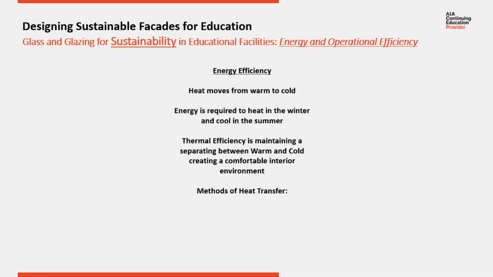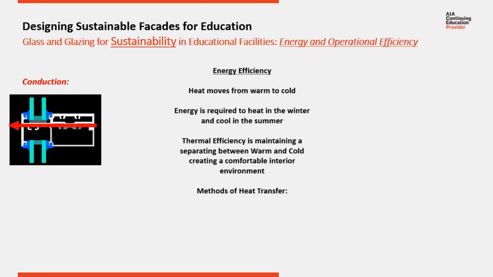So how does heat transfer? There are three methods of heat transfer. The first is via conduction. This is heat transferring through molecular interaction of solid material. Here you can see a section cut through a horizontal. Aluminum is very conductive, so heat is going to flow very easily from the warm side to the cold exterior.